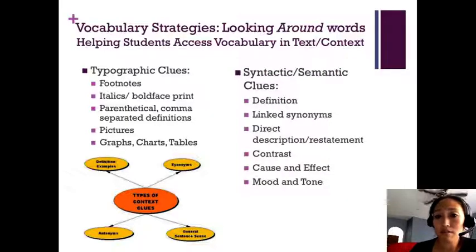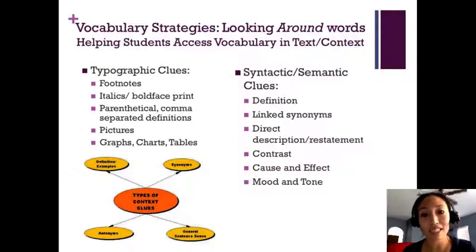Another type of clue that students can use are syntactic or semantic clues, and those include definitions that can be found in a vocabulary box at the beginning or the end or on the side of text, linked synonyms. So sometimes you'll see a word, and instead of the comma splice definition, it'll be a linked word that is similar. Direct description or restatement of a particular vocabulary word, contrast, so unlike this, this word is like this, cause and effect, and then mood and tone can help students to get at those more nuanced meanings, particularly in specialized vocabulary.